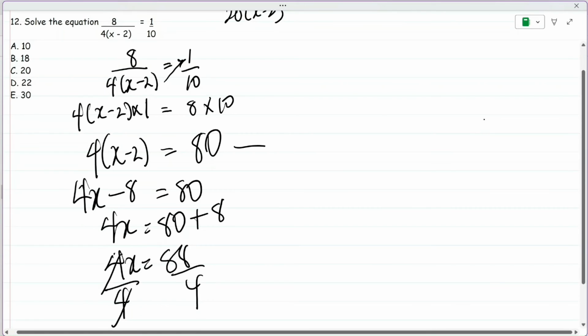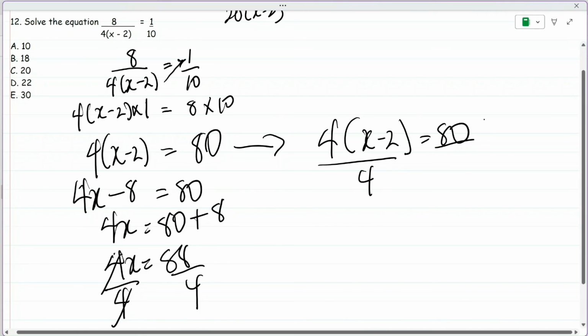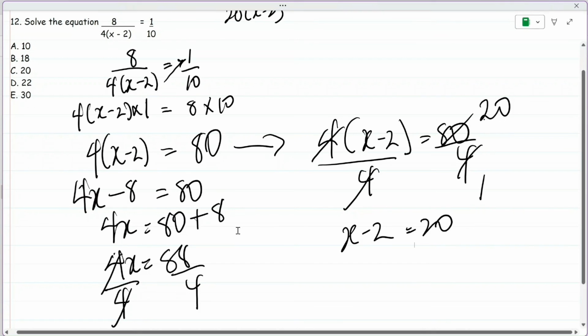Let's go back to this stage and use another method. We have 4 into open bracket x minus 2 close bracket equals 80. At this point, we can divide both sides by 4, not by the minus 2, not by 4 and minus 2. Dividing both sides by 4, you have 4 cancels 4. 4 in 80 is 20. You have x minus 2 equals 20.